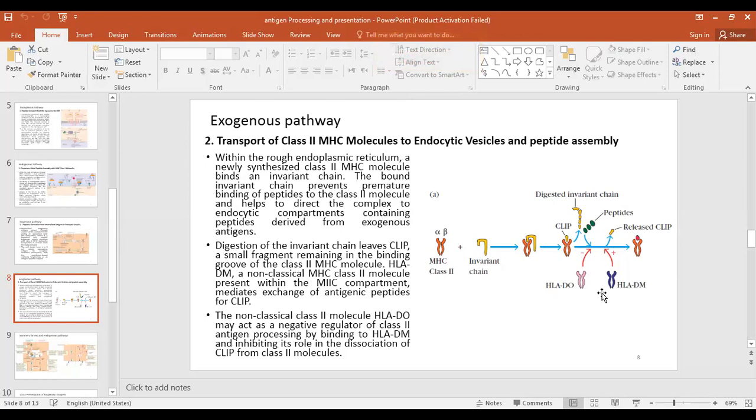HLA-DM is a non-classical MHC class II molecule. It's required to catalyze the exchange of CLIP with an antigenic peptide. The DM alpha and beta genes are located near the TAP and LMP genes in the MHC complex. Like other class II MHC molecules, it is a heterodimer, so in structure it looks like class II.